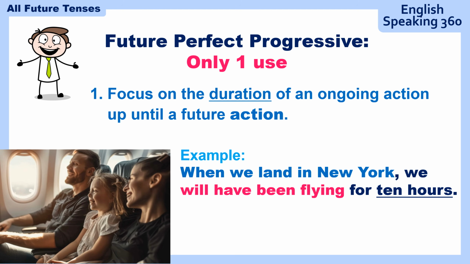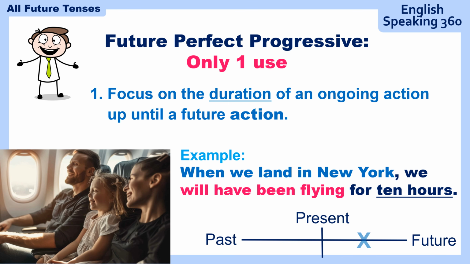Here we go. When we land in New York, we will have been flying for 10 hours. Here's the graph. So when we land in New York, it's in the future, we will have been flying for 10 hours. Now it's important to notice the picture. They are sitting on the plane now. So the flying started a long time ago, okay, maybe 5-6 hours ago, and they're sitting on the plane. And they're talking, and they say, when we land in New York, we will have been flying for 10 hours.